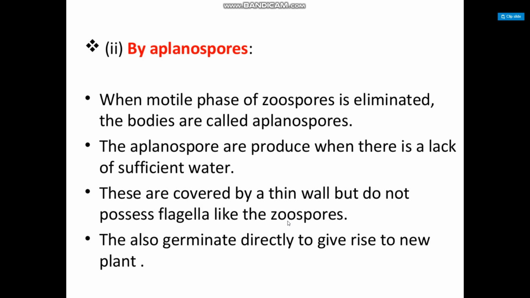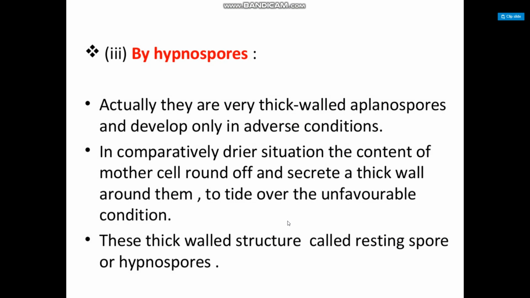Then aplanospores. The aplanospores are produced when there is a lack of sufficient water. These are covered by a thin wall but do not possess flagella like the zoospores. They also germinate directly to give rise to a new plant. Then hypnospores. Actually, they are very thick-walled aplanospores and develop only in adverse conditions.